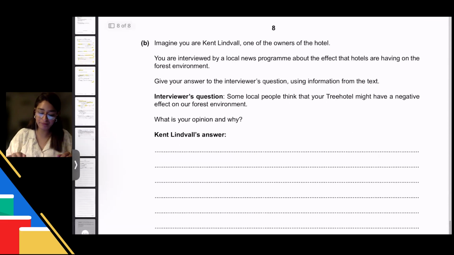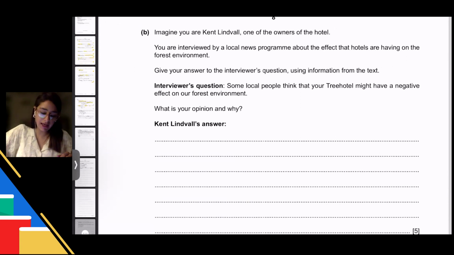Last, but definitely not the least, because this is a new addition to the paper, is your short response question, where you will be given a scenario where you immerse yourself within the comprehension text. For example, in this case, imagine you are Kent, one of the owners of the hotel. You are interviewed by a local news program about the effect that hotels are having on the forest environment. So, again, they give you this in reference to how the overall comprehension passage is formulated, but again, leaves room for your implication as well. Give your answer to the reviewer's question using information from the text.